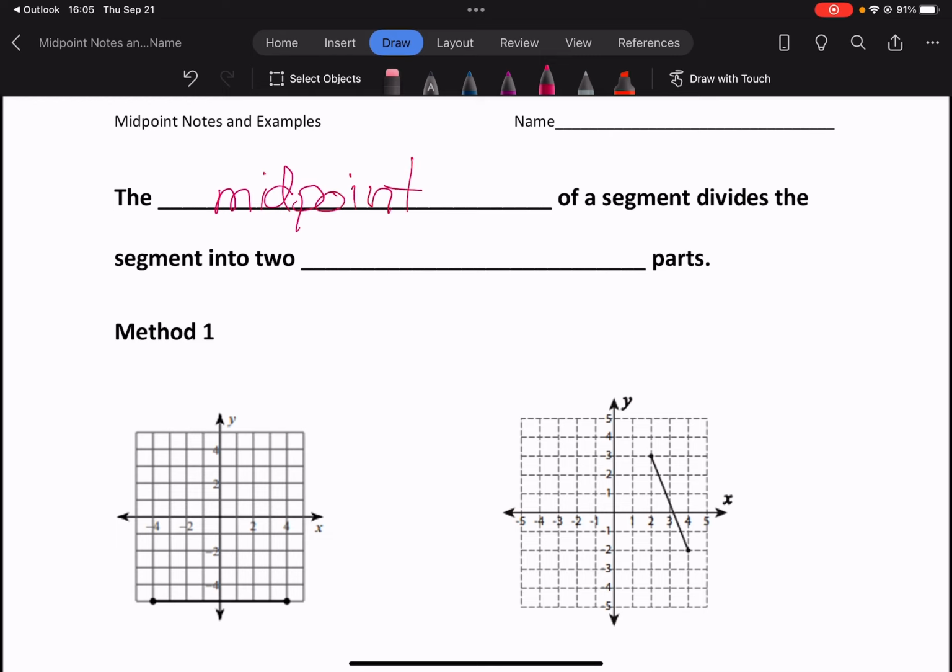The midpoint of a segment divides the segment into two congruent parts. Okay? For example, this first one here, you can see that it goes over 1, 2, 3, 4, 5, 6, 7, 8. So half of 8 is 4. So our midpoint would be right there. And what value do we have for x, though? No, it's not negative 5. Yes, it is 0, comma, negative 5.